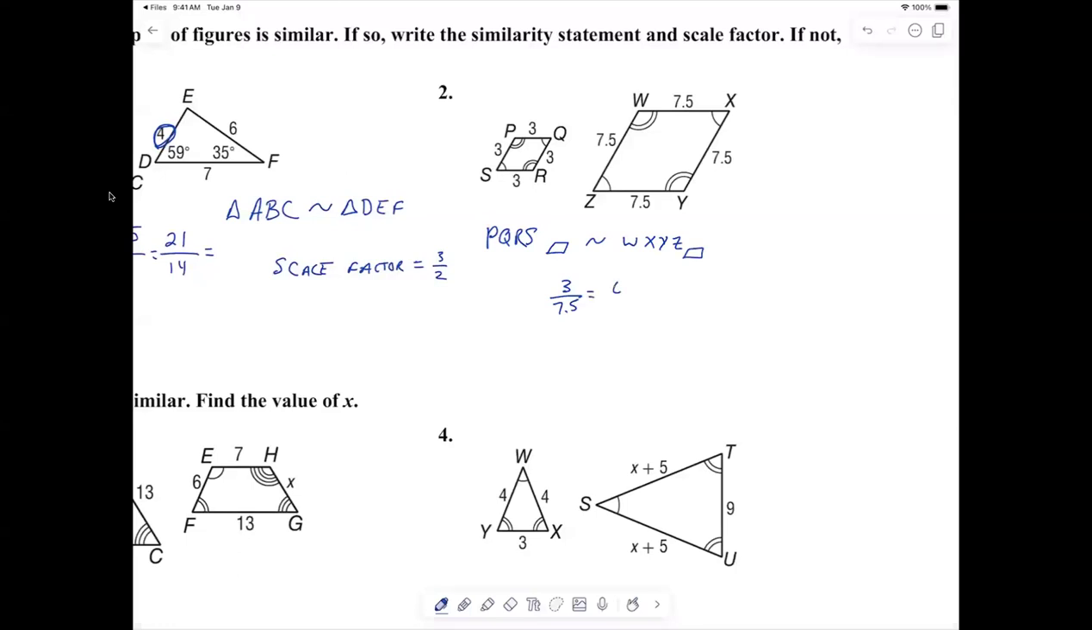Doubling makes it 6 out of what? 15. And then we can reduce it by 3. So we would say the scale factor is 2/5. The small one is 2/5 of the large one. Do we agree with that? Or the large one is what? No, not 2/5 more, 5/2.